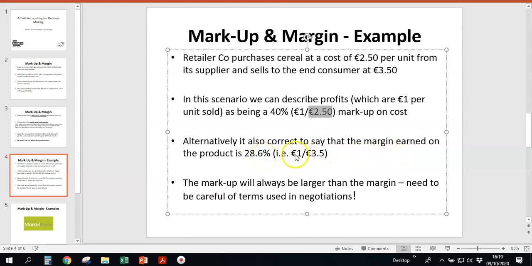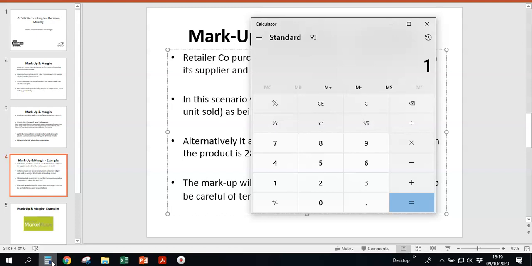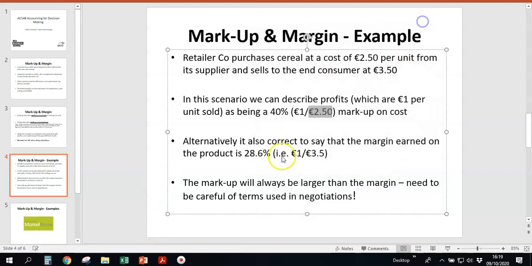What we mean by that is you put the profit earned over the revenue, i.e. what you sold it for to the end consumer. So the profit is still 1, but the revenue is 3.50, that's 28.6%. So the markup will always be larger because you're dividing by cost, which is always going to be smaller than revenue. So it's important to be careful when you're using your terms.